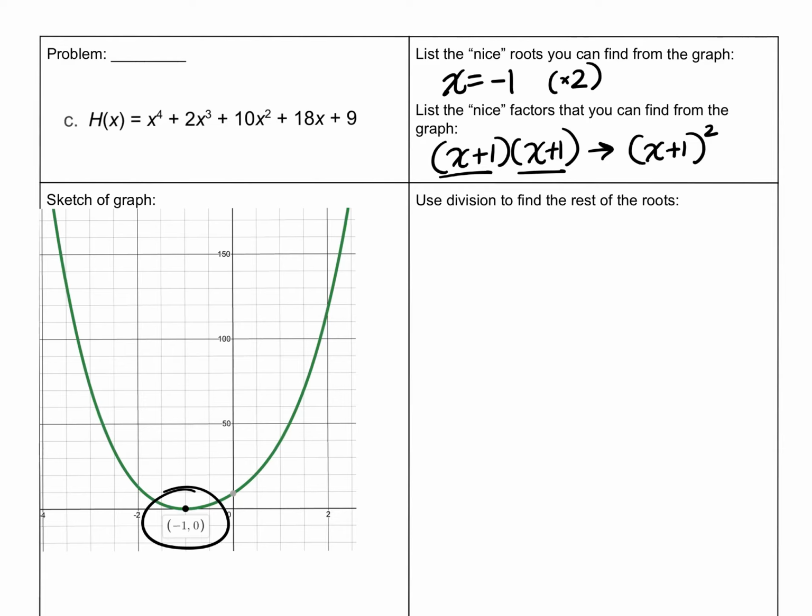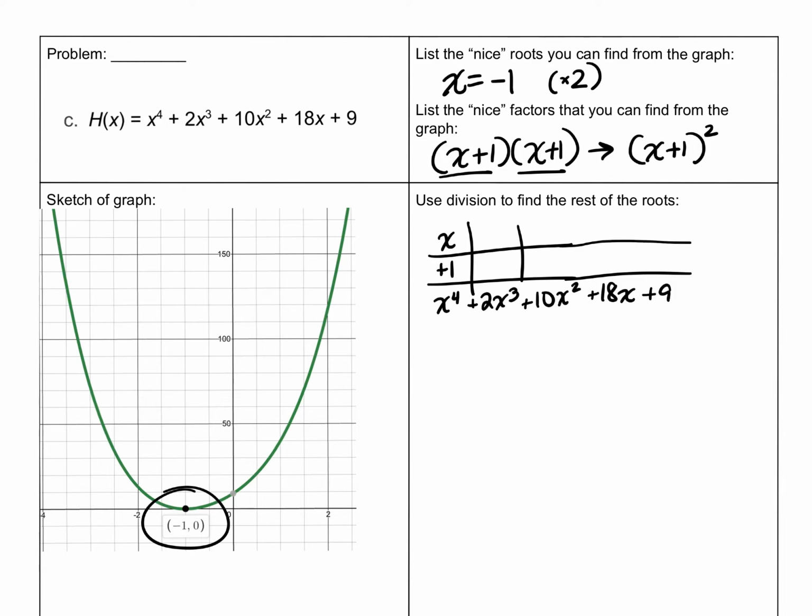So the first time, we have x plus 1, and our original polynomial of x to the 4th plus 2x cubed plus 10x squared plus 18x plus 9. Let me draw all the lines in here. We're going to figure out what our polynomial will look like after we do that division. Now, if I work through this pretty quickly, I know that 2x times x will give me, oops, I started with the wrong thing there. I need to start with x to the 4th. So let me do that again. So this is x to the 4th.